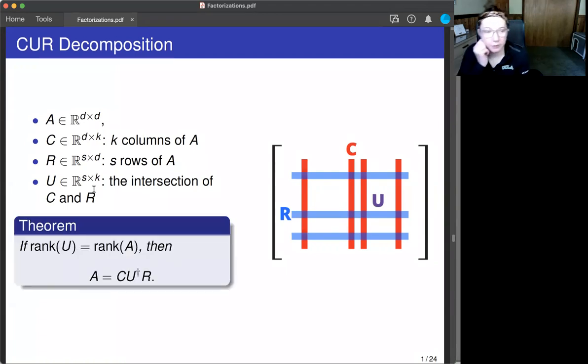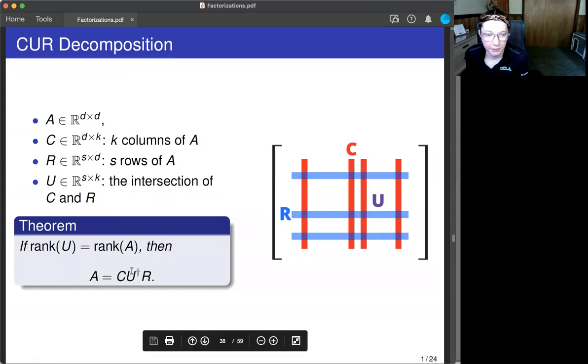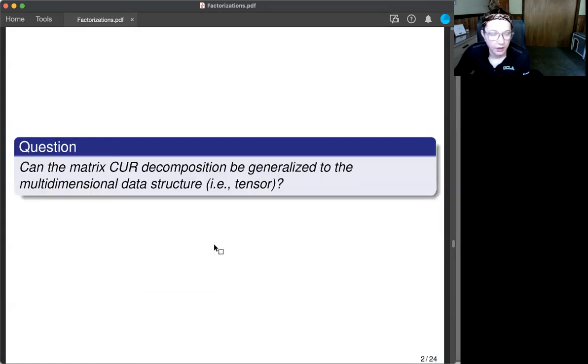Then the classical theorem says if the rank of U, the intersection, is the same as the rank of the original matrix A, then you've got enough to form the decomposition. So in that case, A can be factored as C times the pseudo-inverse of U times R. And so what we wanted to ask was, can this CUR decomposition idea be generalized to multimodal data, so into the tensor setting?